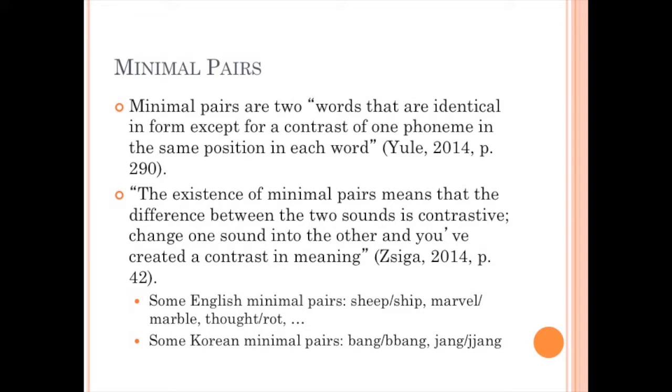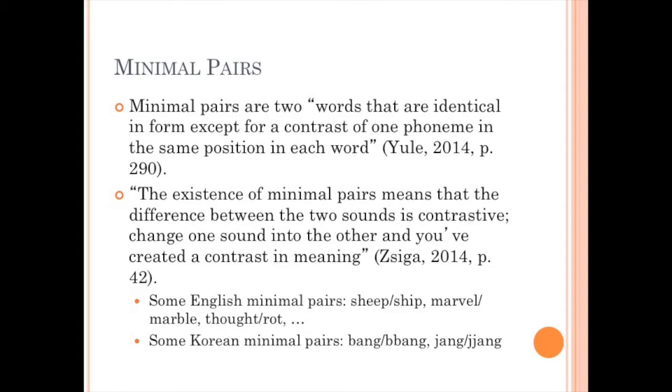Minimal pairs are two words that are identical in form except for a contrast of one phoneme in the same position in each word. The existence of minimal pairs means that the difference between the two sounds is contrastive. Change one sound into the other and you've created a contrast in meaning. Teachers find minimal pairs very useful in teaching pronunciation and listening skills. Teachers use them to introduce similar but different phonemes to students.